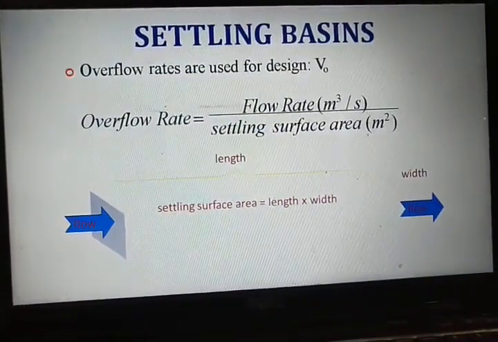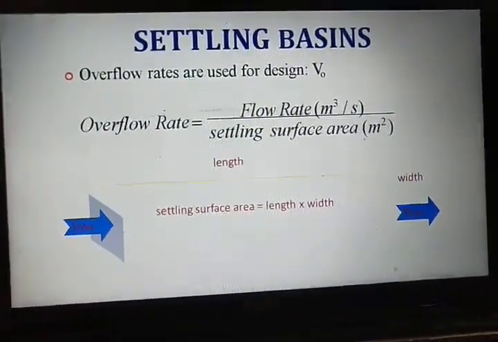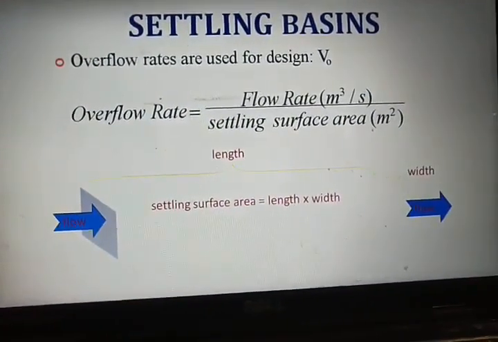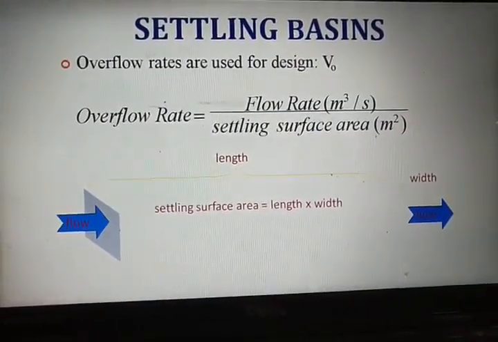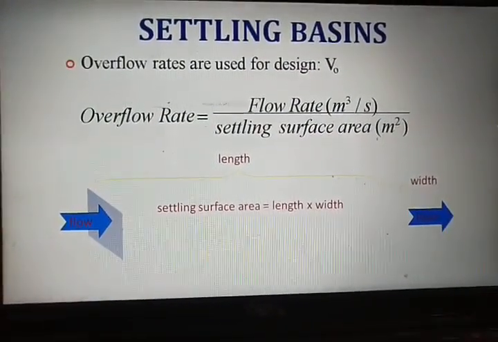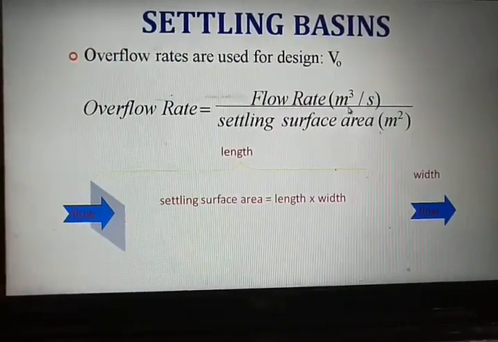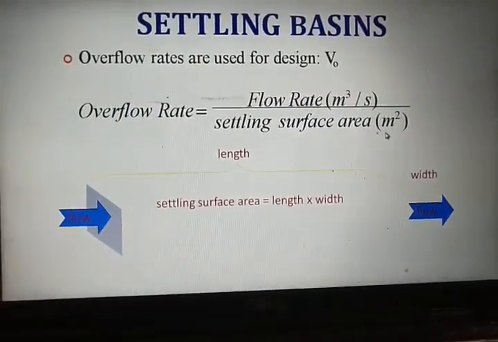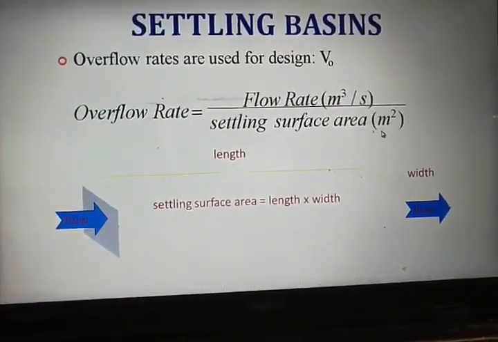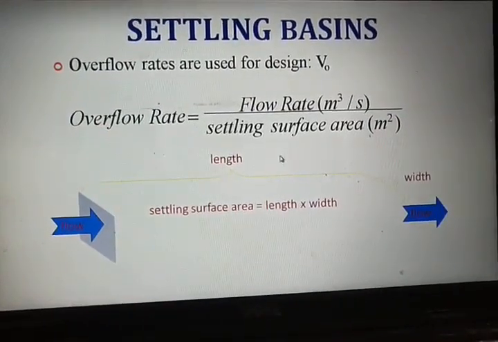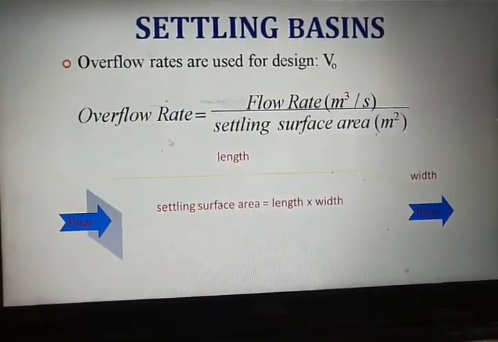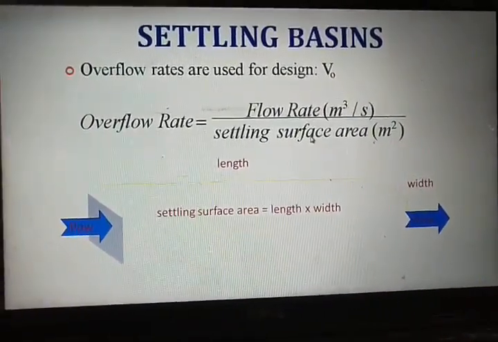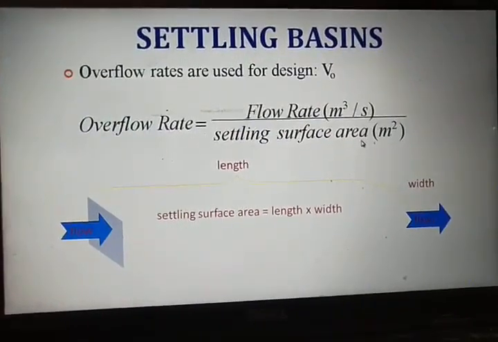Okay, and there is one more term called surface overflow rate. This is important in the design of a sedimentation tank. It is given by the ratio of flow rate to the settling surface area. Flow rate is given in meter cube per second, that is the discharge over a sedimentation tank, and settling surface area in meter square. So surface overflow rate is given by this equation. This is called overflow rate or simply surface overflow rate. It is the ratio of flow rate over the surface area of the sedimentation tank.